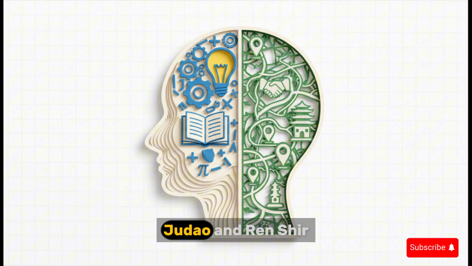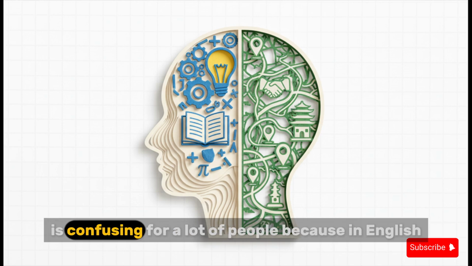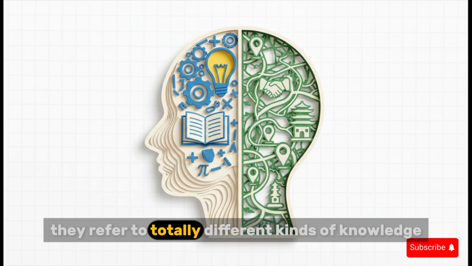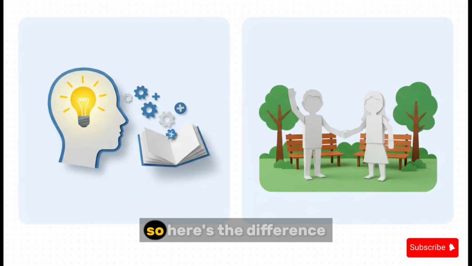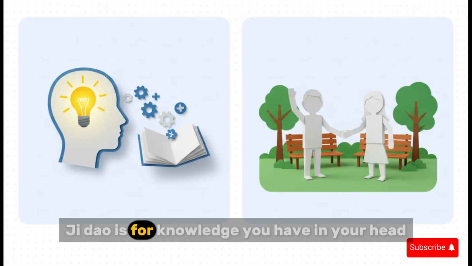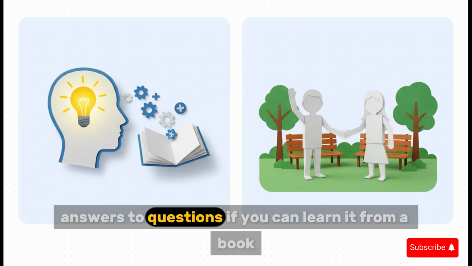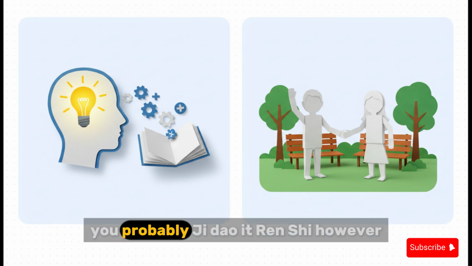This next pair, 知道 and 认识, is confusing for a lot of people because in English they both just translate to know. But in Mandarin they refer to totally different kinds of knowledge. So here's the difference. 知道 is for knowledge you have in your head. We're talking facts, information, answers to questions. If you can learn it from a book, you probably 知道 it.